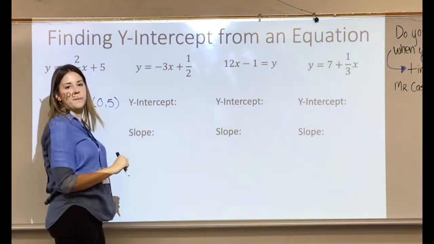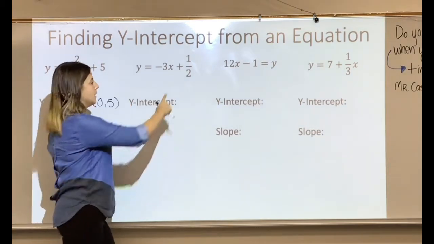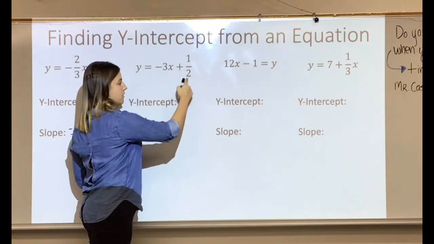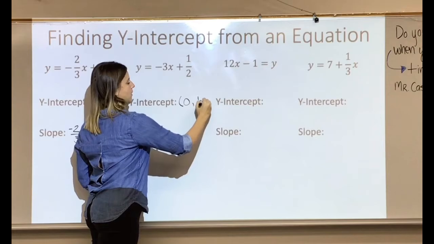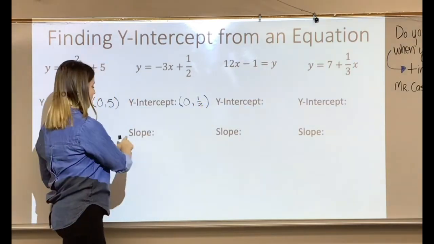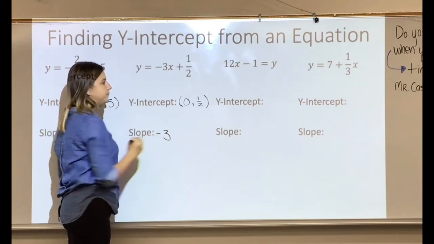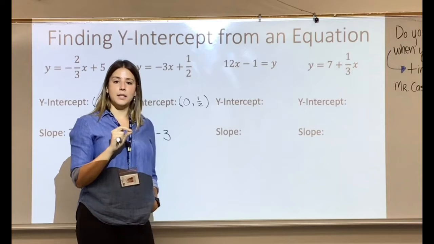Let's move on to this one. Again, my y-intercept is the number that is not connected to x. Here's x. This one's not connected. So my y-intercept, even though it's a fraction, is still 0, 1/2. And then my slope, what's connected to x? Negative 3.